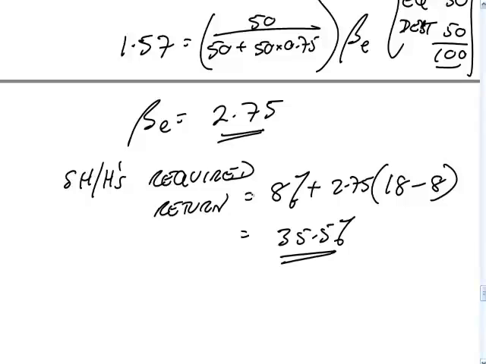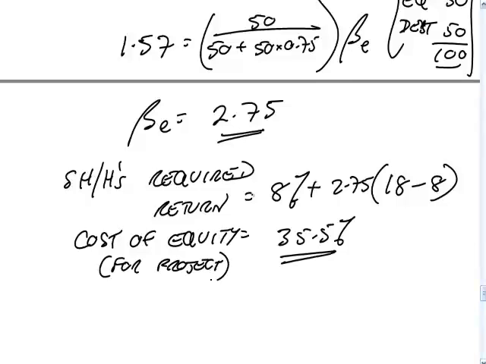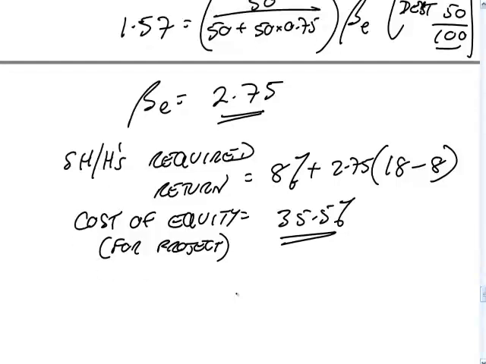And of course, if shareholders want 35, the company will have to get 35. There is the cost of equity for this project. However, they only need to get a return of 35.5 on half the money, because only half the money came from shareholders. The rest of the money came from debt. And to keep debt lenders happy, well, what's the cost of debt? What return do we need there?